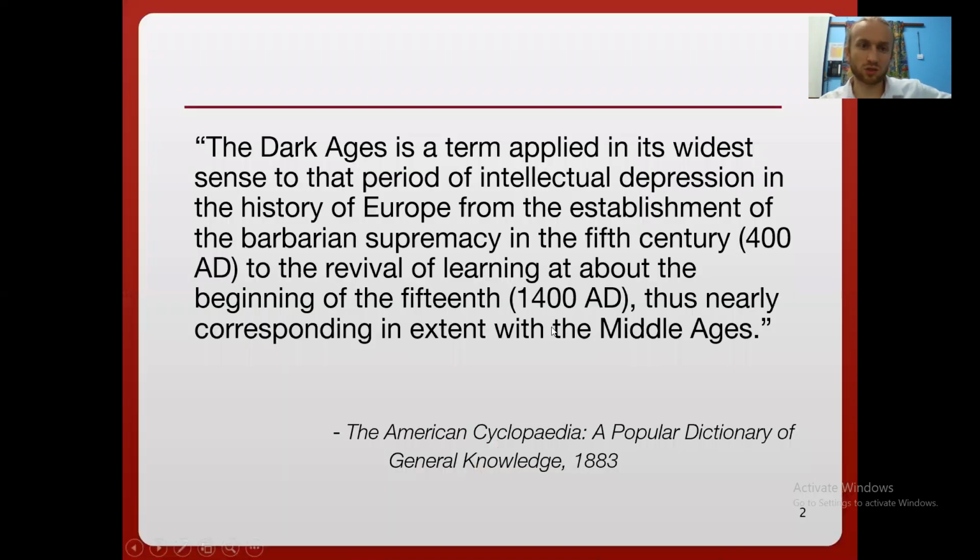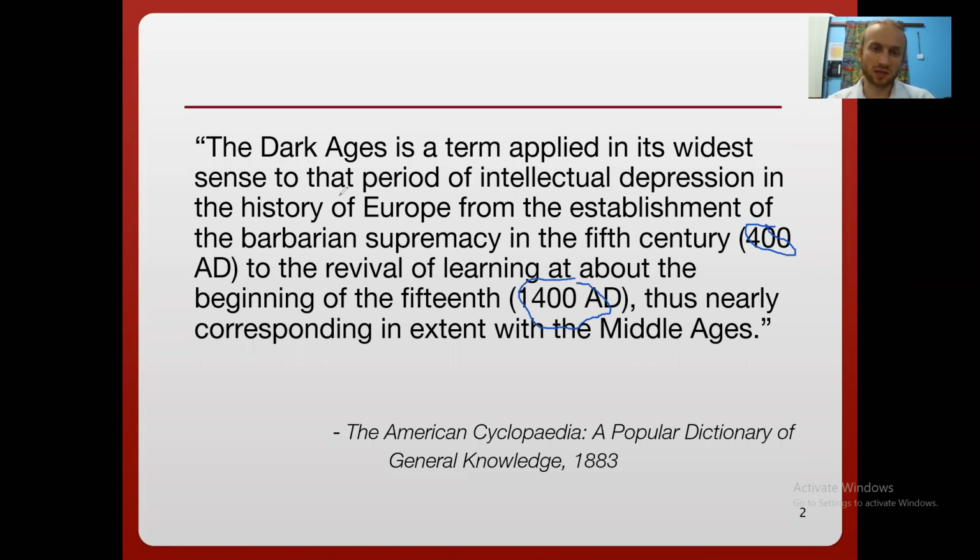All right. So the Dark Ages is a term that's applied to Europe between 400 and 1400 AD. Okay, so keep that in mind, that it's between 400 AD and 1400 AD. So about 1,000 years, and specifically, it's in Europe. Okay, it's not anywhere else. It's considered to be in Europe.